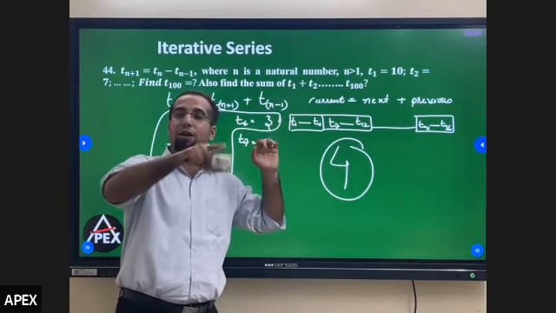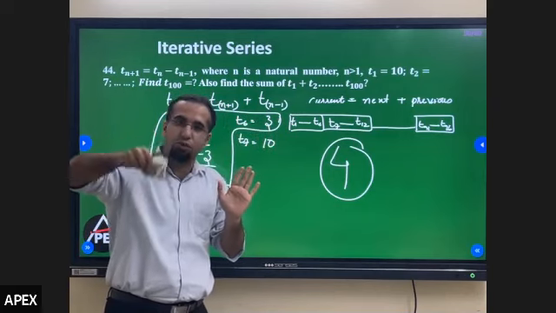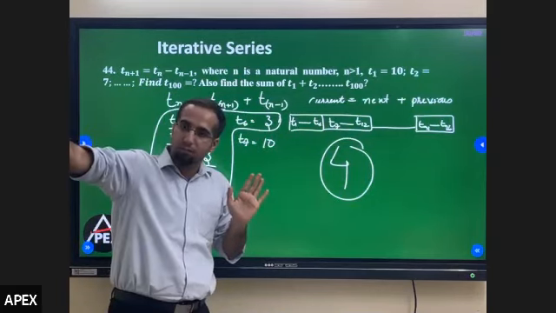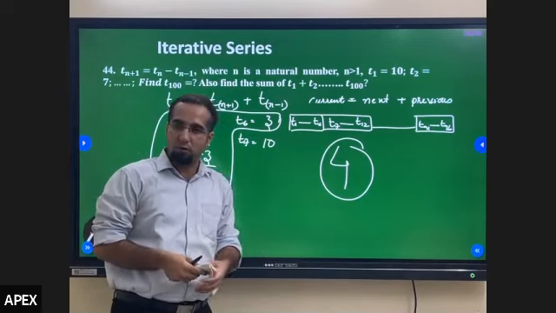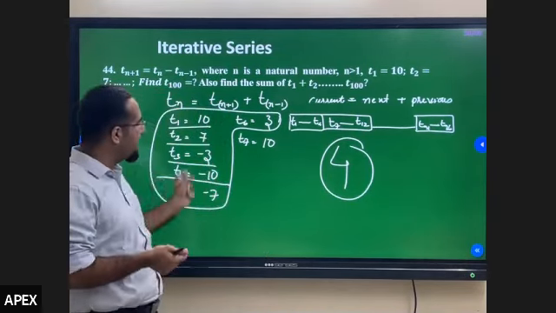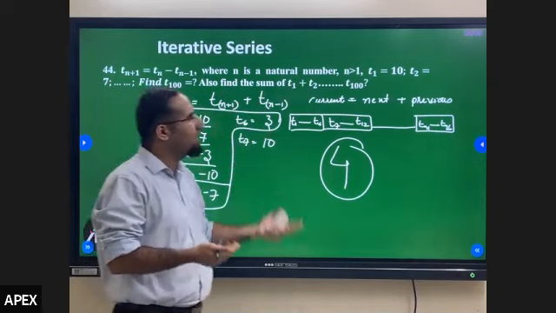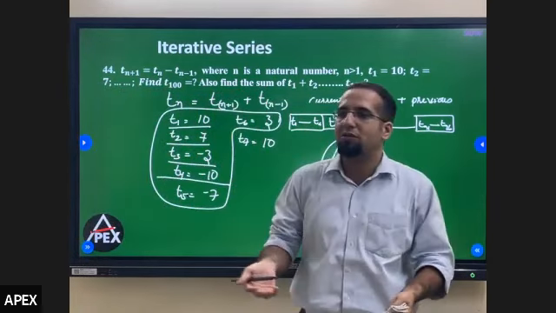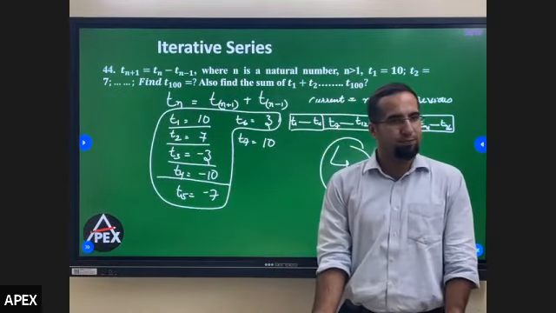When you divide by 6, you get remainders as 0, 1, 2, 3, 4 and 5. I don't go to 6 at all. Right? So we are applying the cyclicity concept to understand which term. Because this can also be asked in the form of what is T96.